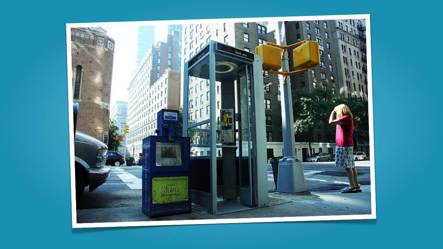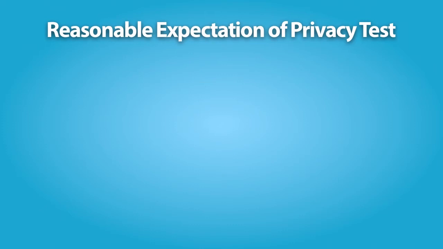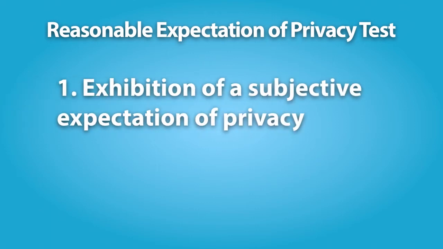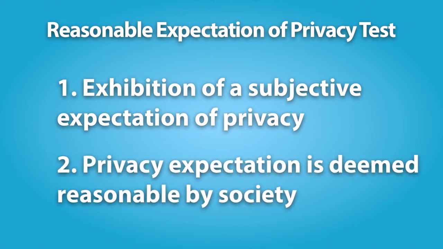The Supreme Court rejected the Circuit Court's analysis and formulated a new test for deciding whether the Fourth Amendment was applicable in a given situation, the so-called reasonable expectation of privacy test. Two circumstances must exist to satisfy this test. First, a person must exhibit an actual, that is, a subjective, expectation of privacy. In other words, the person must have taken some action to ensure his privacy. And second, the expectation must be one that society is prepared to recognize as reasonable.